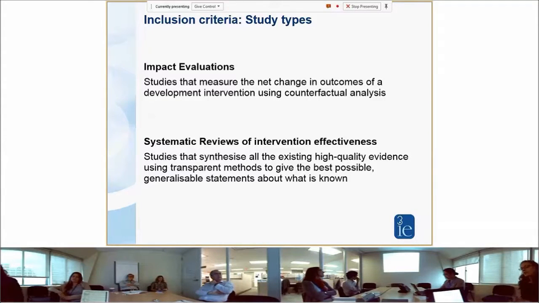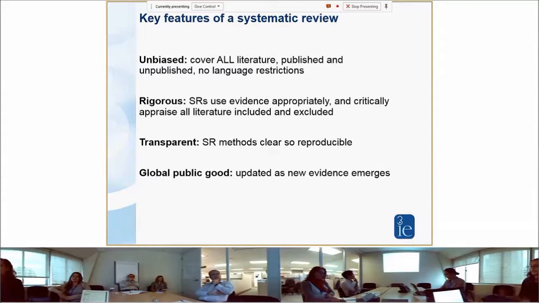And systematic reviews of intervention effectiveness, and I don't know how many people are familiar with these. So systematic reviews are like literature reviews, but they're very comprehensive, and they try and overview all of the evidence, regardless of the findings of the evidence, and then very transparently report these. And these are some of the key features of a systematic review.